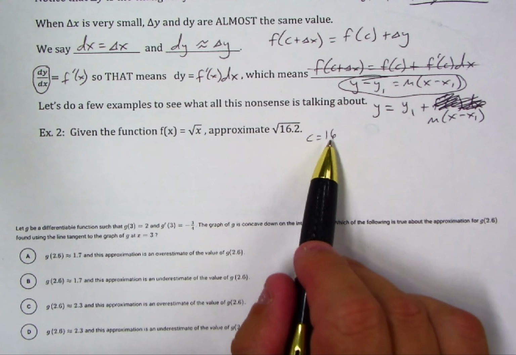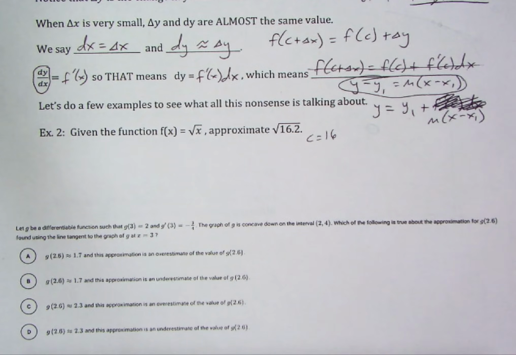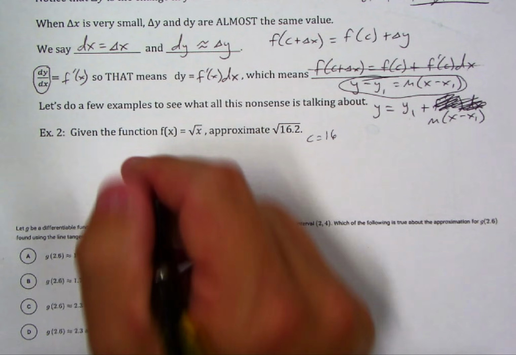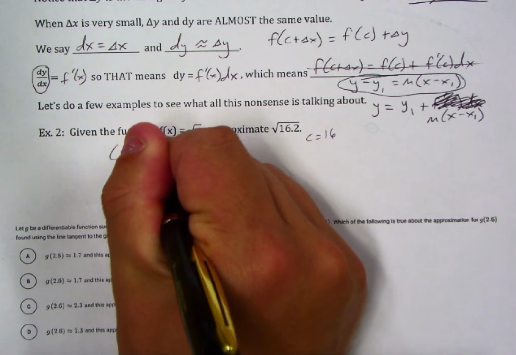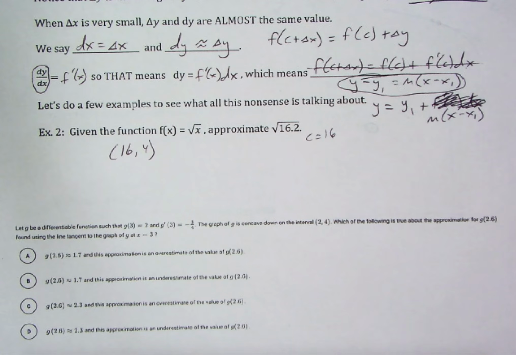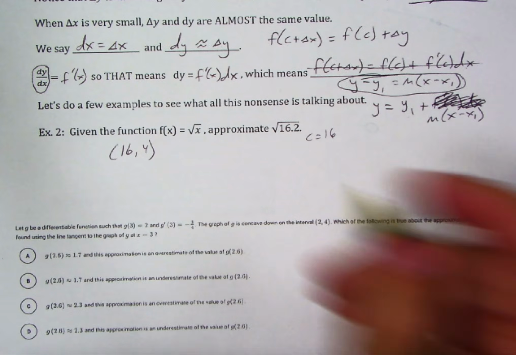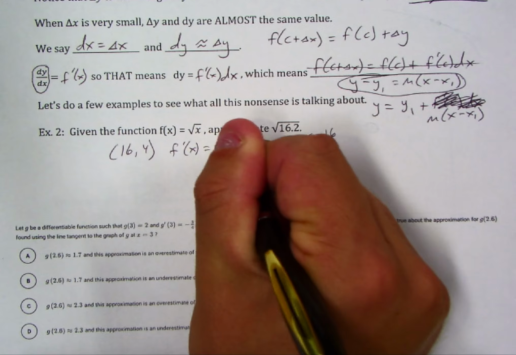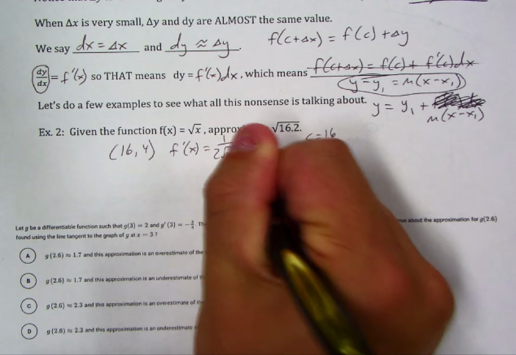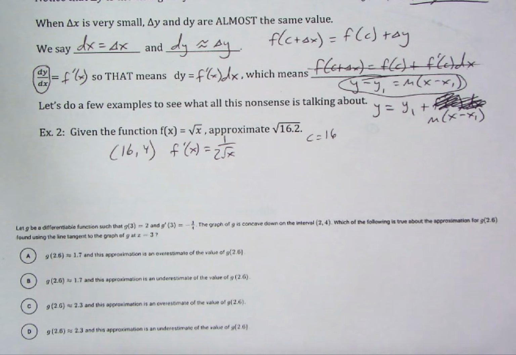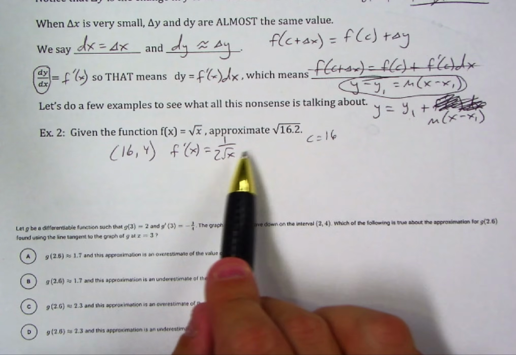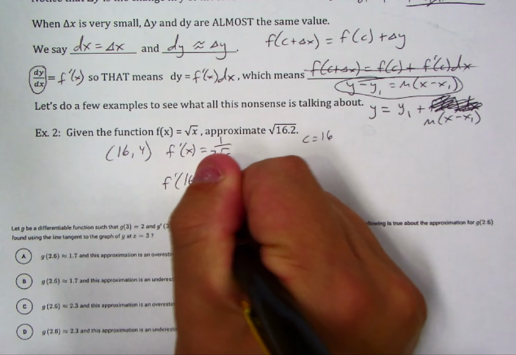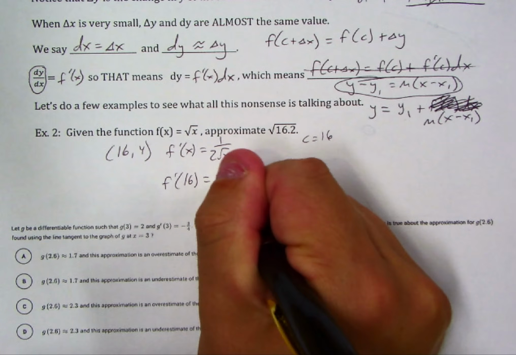So I want to find the point at 16, and I want to find the slope at 16. Well, if I plug 16 into the function, I get 4. So my point is (16, 4). And then I want to find the slope. Well, on the previous page, we already found the derivative of this. It's 1 over 2 square root of x. That's what we found in the first example. And so if I plug 16 in for that derivative, I get the slope to be 1/8.